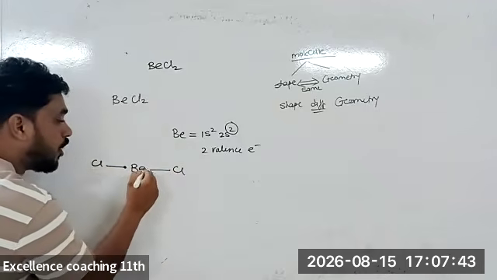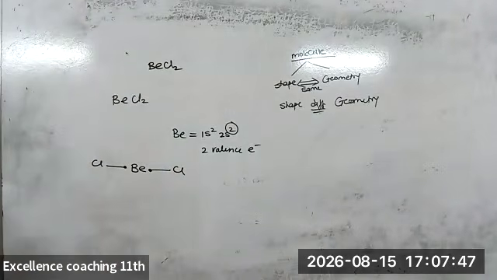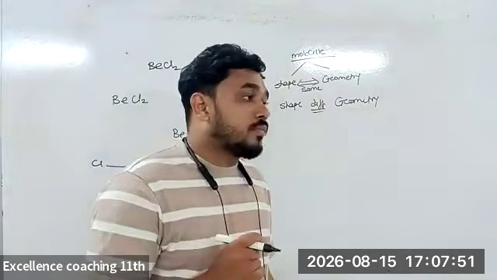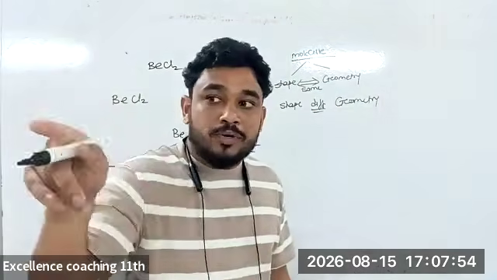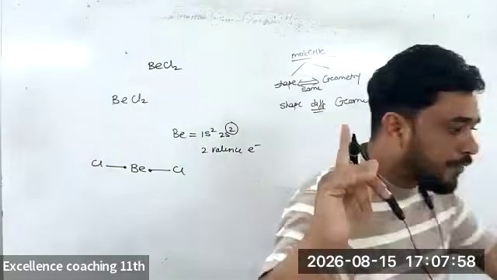Chlorine, by using his 2 valence electrons. Don't forget about chlorine. Beryllium will bond with whom? Chlorine, by using his 2 valence electrons. Now go for the postulate. First postulate, be with me.